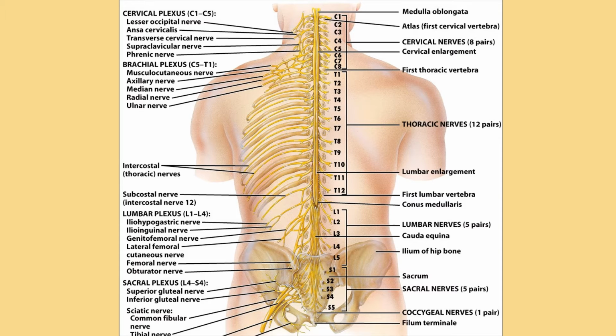And also in this image, we can see some nerve plexuses. So starting at the top on the left, we can see the cervical plexus, and then the brachial plexus. There's a lumbar plexus and a sacral plexus. And so a plexus is a braided network of nerves.